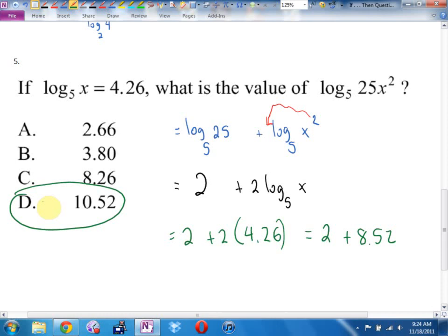Ryan, here was my strategy. Multiplying, same as adding. I noticed the x doesn't have a squared here. I don't want the x to have a squared. And log base 5 of 25, that's 2. Plus 2, log base 5 of x, that's a 4.26 with a 2 in front of it. And a 2 plus in front of that.